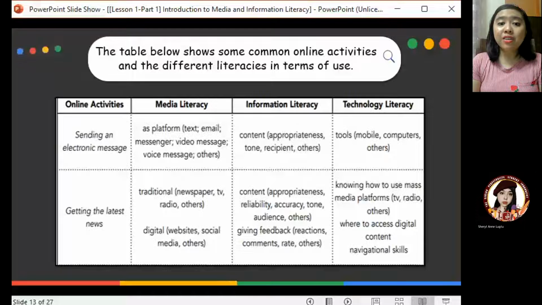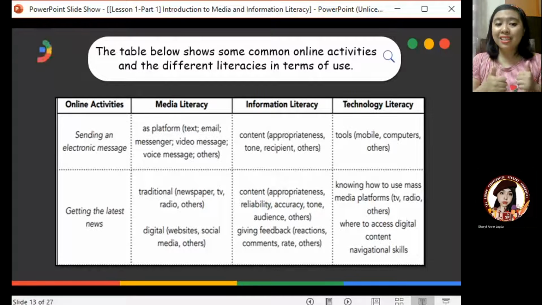And then if you're an information literate person, then you would know whether the news that you got is actually correct or not. As I have discussed earlier, something about misinformation, disinformation, and malinformation. If you're information literate, then you could analyze whether or not the news that you got is actually factual. So it's about appropriateness, reliability, accuracy, tone, audience, and others. And aside from that, you don't just take everything. You also have to give your own feedback or your information and opinion regarding that certain news.